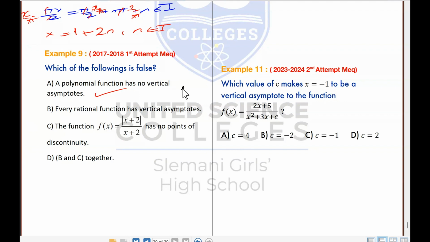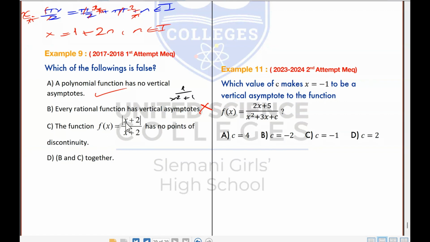For example, let's say 1 over x squared plus 1. X squared plus 1. There is no x value that makes the denominator 0. So no vertical asymptote. So just because we have a rational expression doesn't mean that there is a vertical asymptote. So option B is false.